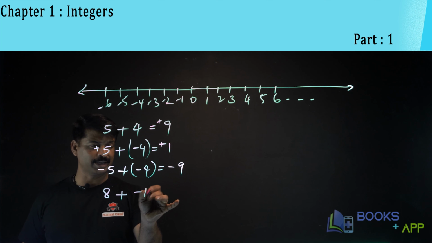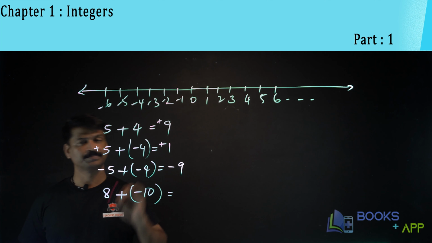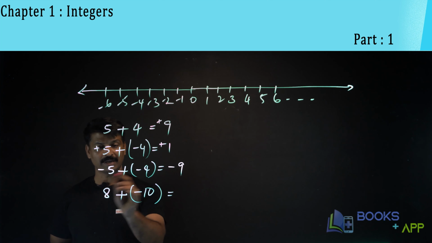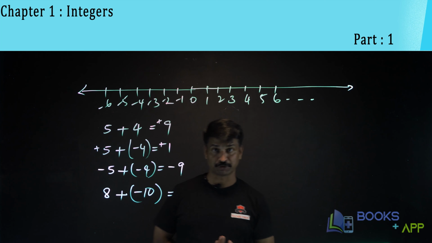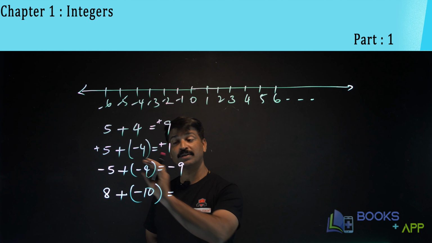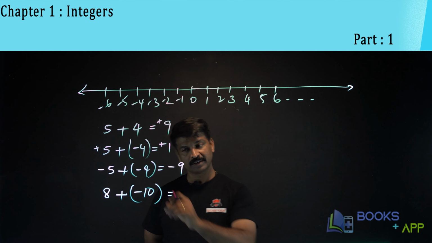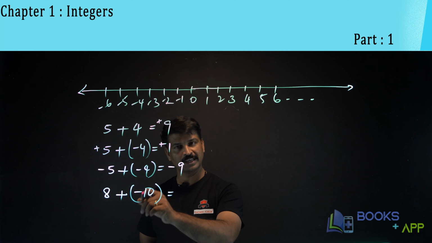8 plus minus 10. What is the answer? One is positive, another one is negative. So when a positive number and a negative number come, what do we have to do? Yes, from the greater number we have to subtract the smaller number. The greater number is 10. We are not bothering about the symbol.